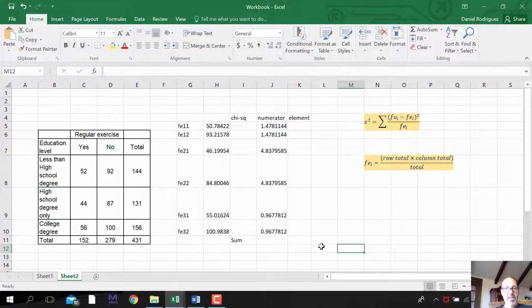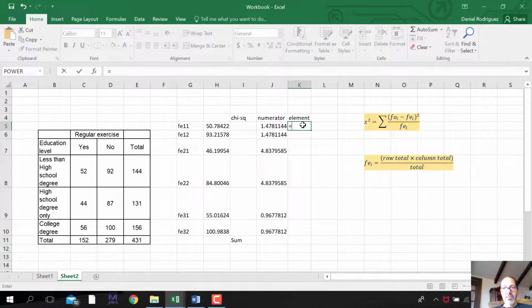So now we're all set and ready to go with our numerators. Next step is we need, and I call it the element because this is the element in this equation here. It's this quotient here. So in each case, I'm just going to do this quotient. I'm hitting the equal sign. I'm taking what's in this cell and dividing it by the expected frequency, which is right here. So this is the numerator divided by the expected frequency, which is in the denominator.